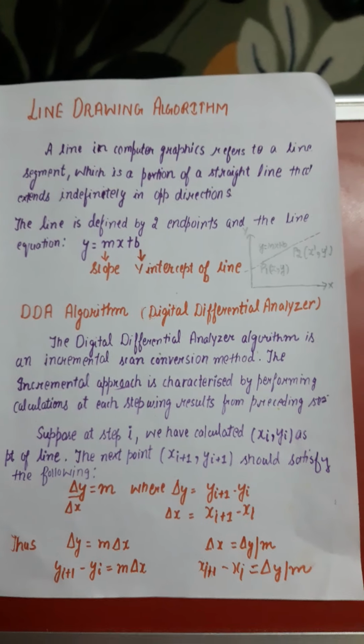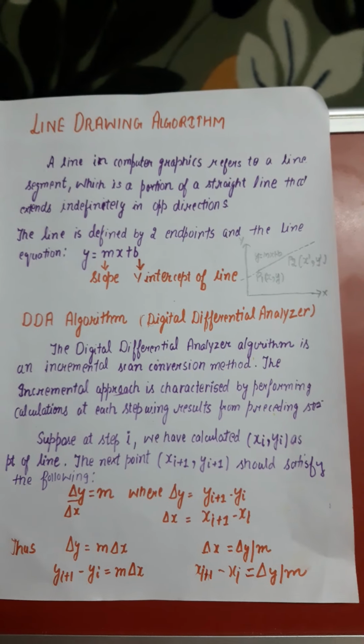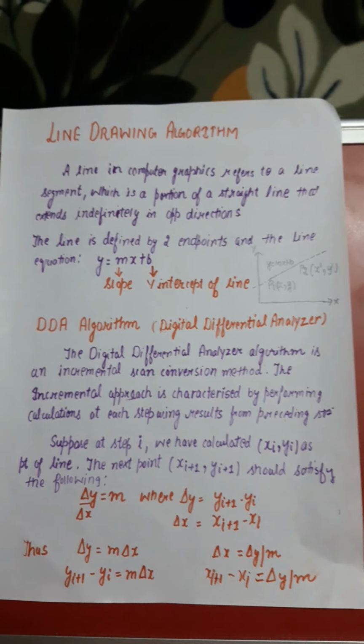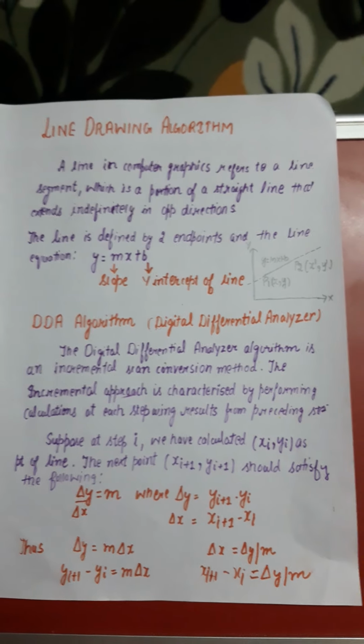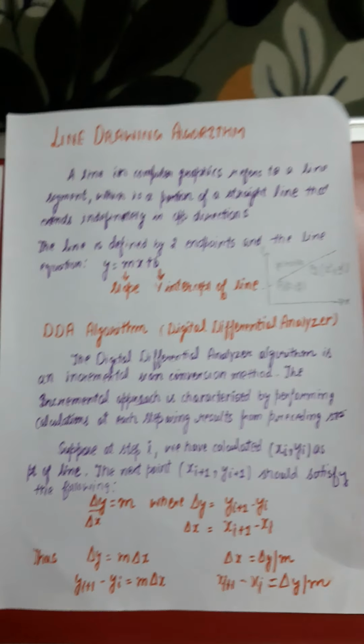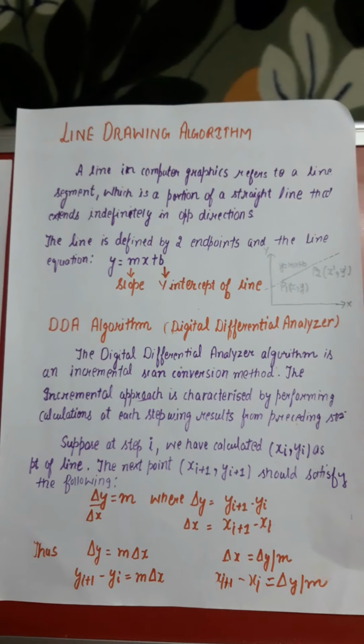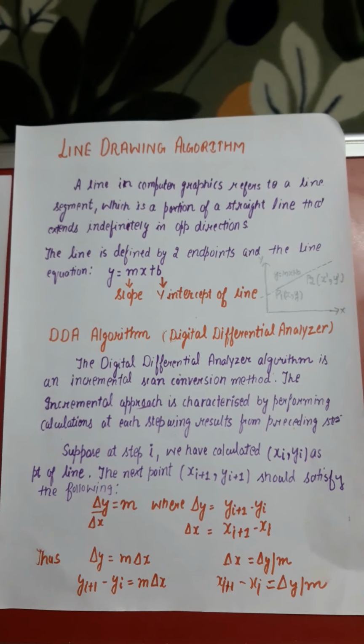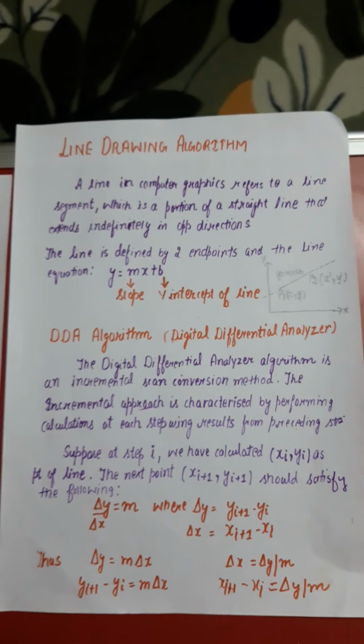Good morning all. Today we will discuss the line drawing algorithm in computer graphics. So firstly, let us understand what a line is in computer graphics. A line in computer graphics refers to a line segment, which is a portion of the straight line that extends indefinitely in opposite directions.